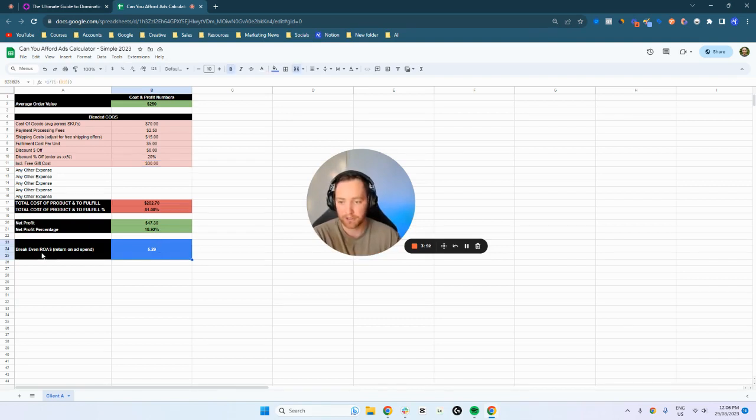So our break even ROAS might be a 5.29, but we're actually happy with a 4 and getting people in the door, as many as possible. As long as we're over a 4, we can afford to lose some on the front end. But we know we're going to make that up in lifetime value.